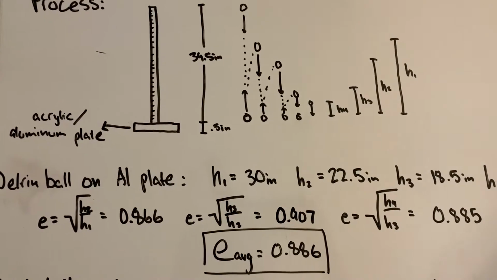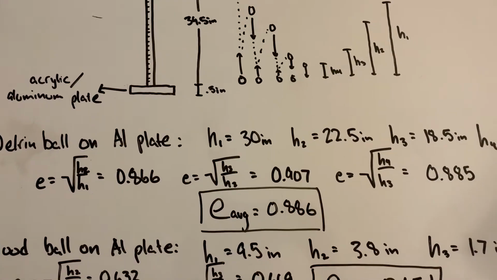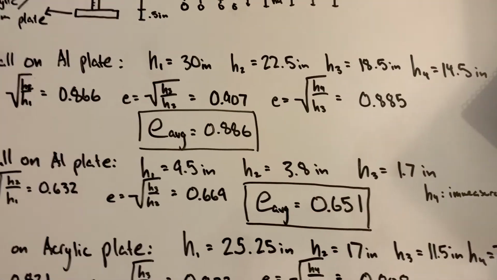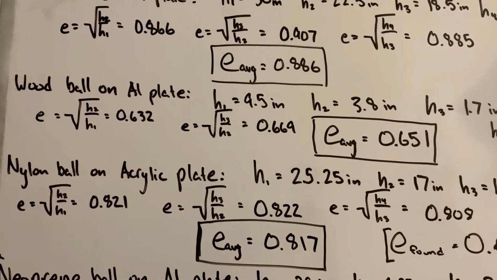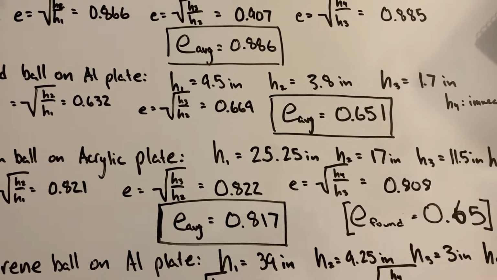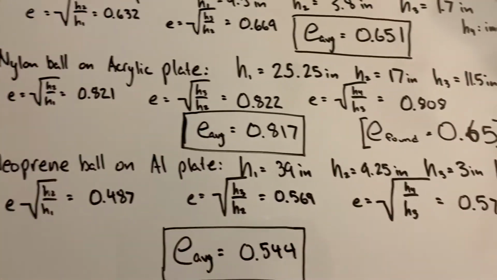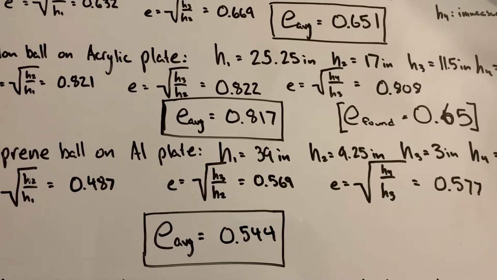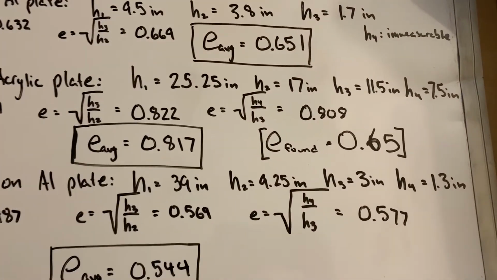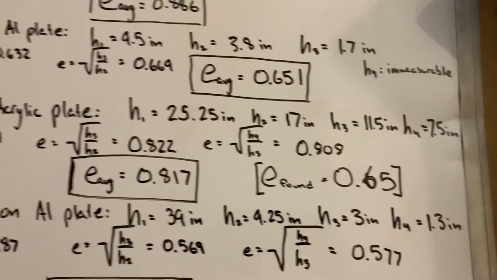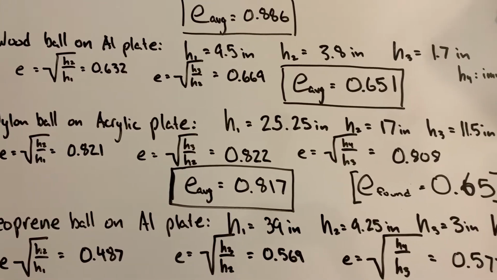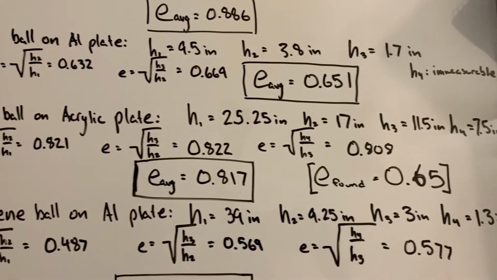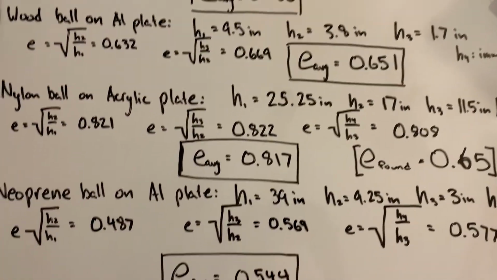The Delrin ball on the aluminum plate, E average came out as 0.886. The wood ball on aluminum plate was 0.651. The nylon ball on the acrylic plate was 0.817, and the neoprene ball on the aluminum plate was 0.544. The only coefficient of restitution value I found online was for the nylon ball on the acrylic plate, and that was 0.65, which is 20% less than the average that we found.